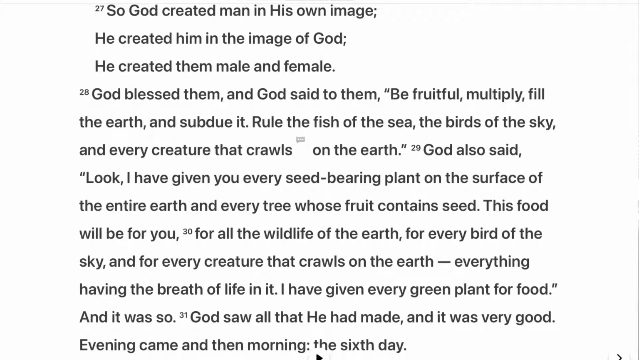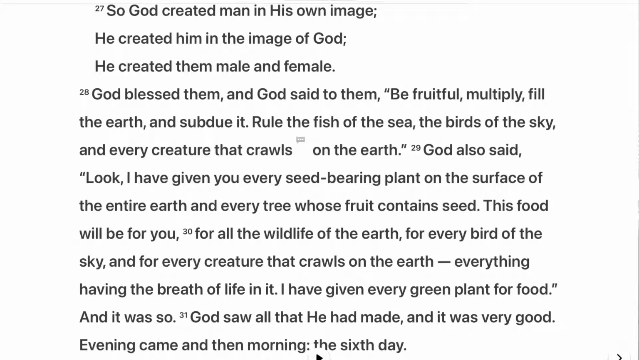And then he says, verse 27, so God created man in his own image. He created him in the image of God. He created them male and female. God blessed them, and God said to them, be fruitful and multiply, fill the earth and subdue it. Rule the fish of the sea, the birds of the sky, and every creature that crawls on the earth. God also said, look, I've given you every seed-bearing plant on the surface of the entire earth, and every tree whose fruit contains seed. This fruit will be for you, for all the wildlife of the earth, and for every bird of the sky, and for every creature that crawls on the earth, everything having the breath of life in it. I have given every green plant for food. And it was so. And God saw all that he made, and that it was very good.